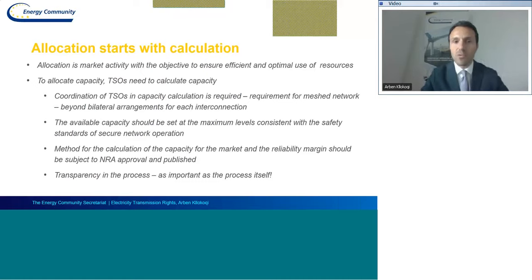And then the TSOs need to calculate capacity. They need to coordinate the capacity calculation. This is required in particular in the so-called meshed network, where the impact of the flows from one zone to the other also impacts three or more zones, so that the impact is wider than just the bilateral arrangements.